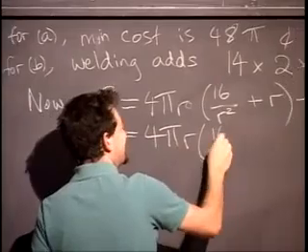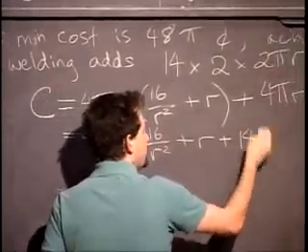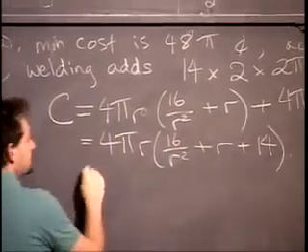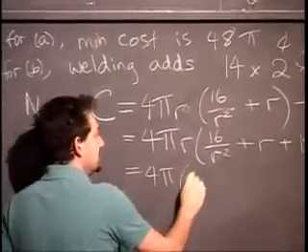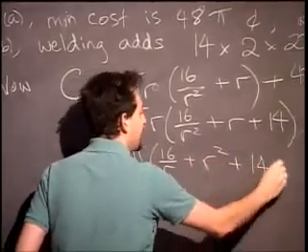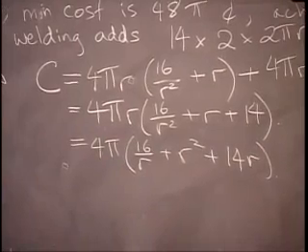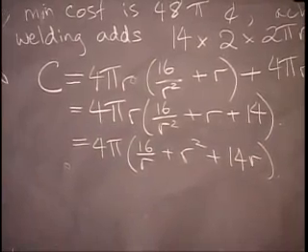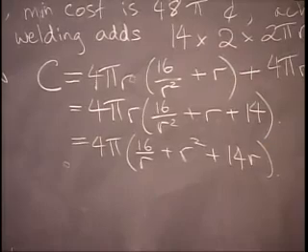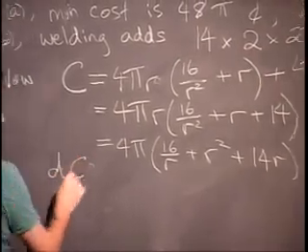It's just 16 over r squared plus r plus 14. Or if we expand this out, we get 4 pi times 16 over r plus r squared plus 14r. Okay, so I don't propose to redo the whole problem. r is still between 0 and infinity, and the cost still blows up at those extremes, but now we just have this extra term. So let's just differentiate this.